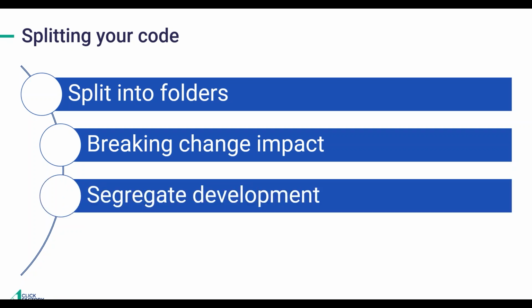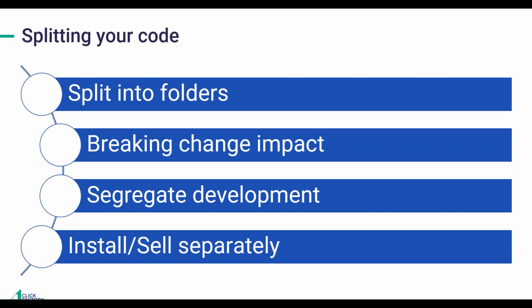You can segregate the development. As I mentioned, it's a lot easier to handle 200 files in the folder compared to 1,000 files. You can focus on the separate apps that are used the most, and that gives you the ability to install and sell those apps separately on AppSource, if you're going to AppSource.